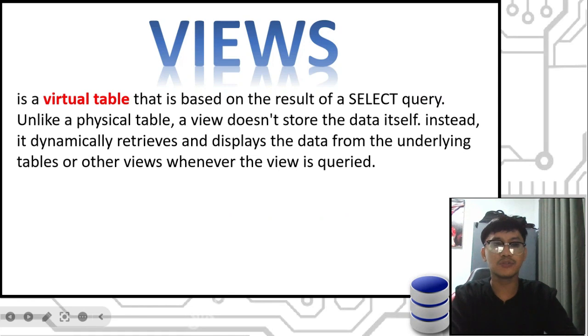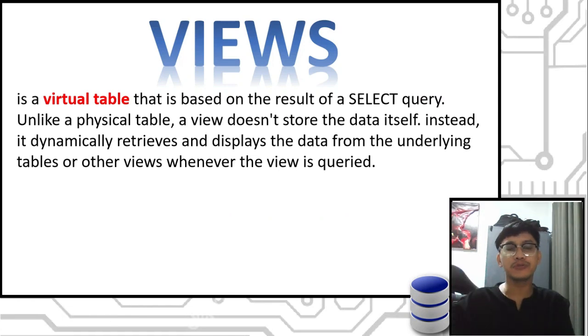Now let's proceed to views. A view in databases is a virtual table that is based on the result set of a select query. Unlike a physical table, a view doesn't store the data itself. Instead, it dynamically retrieves and displays the data from the underlying tables or other views whenever the view is queried.